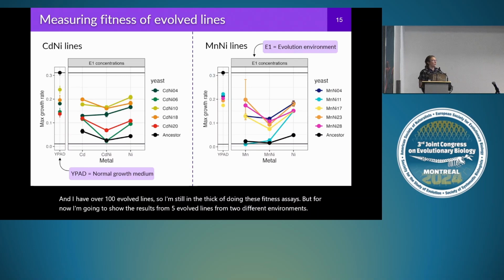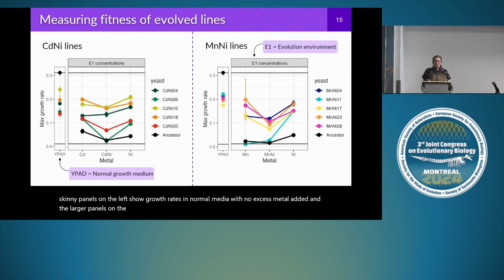So here I'm showing cadmium nickel lines on the left and manganese nickel lines on the right. And each color represents a different evolved line, and the ancestor is shown in black. The skinny panels on the left show growth rates in normal media with no excess metal added, and the larger panels on the right show the growth rates in the same concentrations of the evolution environment.